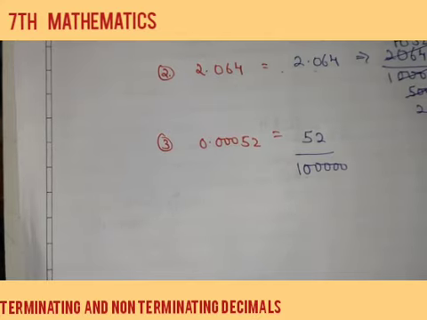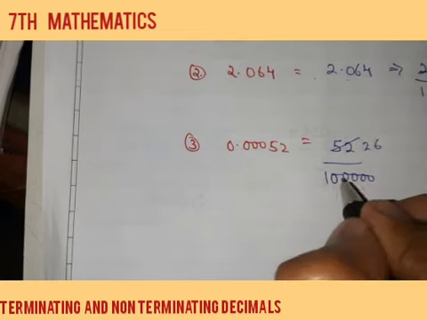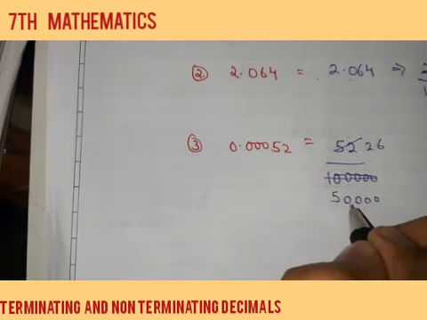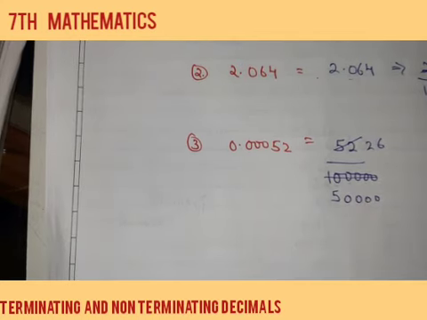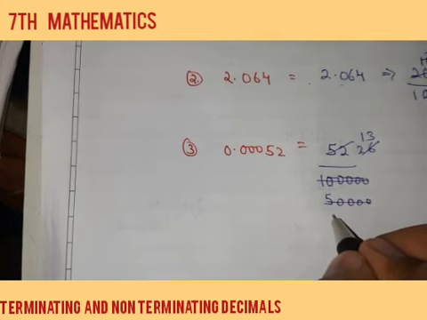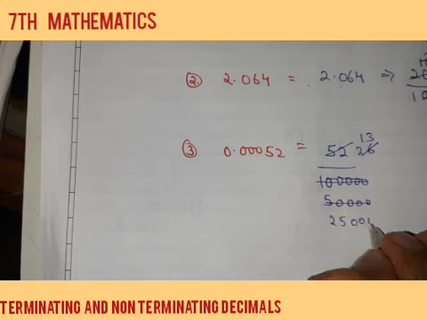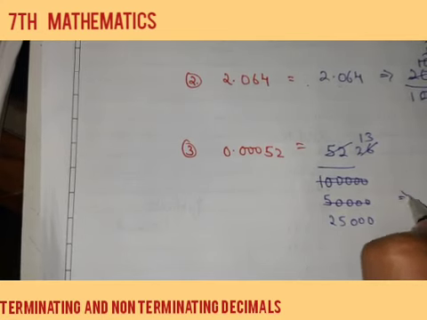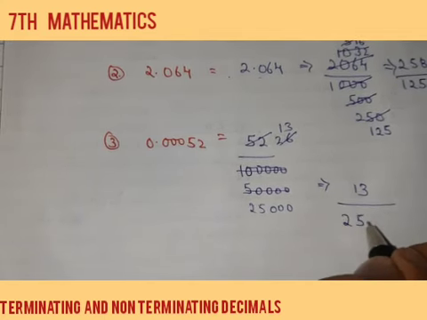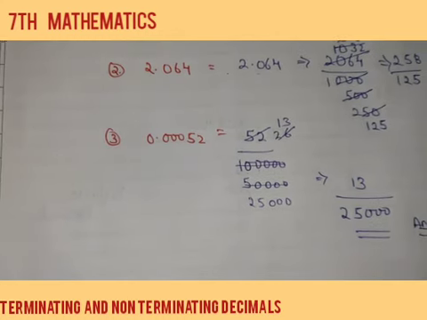Now we need to simplify it. So let's see, 2 into 2 is 4, it will be 2 5s are 10, 2 0 0 0 0. Now 2 25s are 50, and we are left with 13 upon 25,000. This will be the final answer.